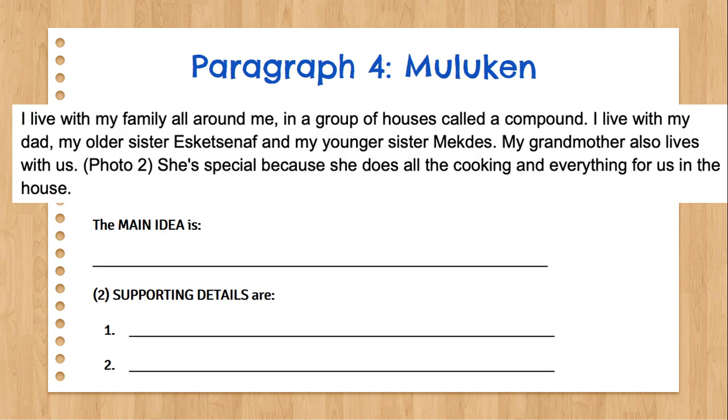All right, and we're on paragraph 4, Mulliken. I live with my family all around me. In a group of houses called a compound, I live with my dad, my older sister, and my younger sister. My grandmother also lives with us. She's special because she does all the cooking and everything for us in the house. So for this one, you need to tell me what the main idea is of this paragraph and 2 supporting details, okay? So please pause the video and get that done now.